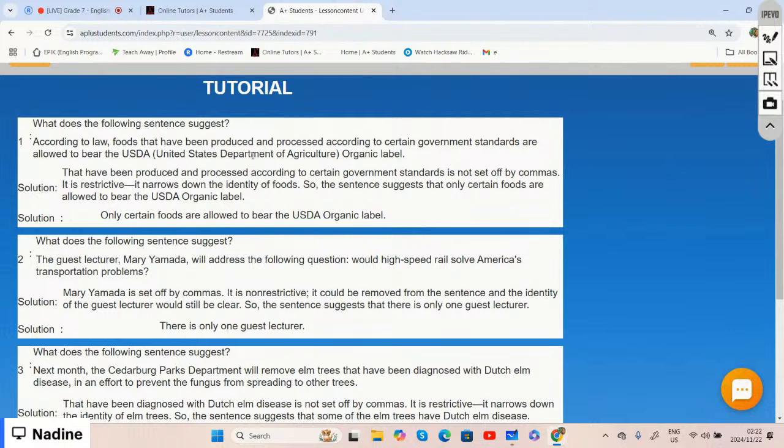And when we say that they're putting emphasis on who the guest lecturer is, it gives us a clear idea that there's only one guest lecturer. Because if they hadn't said Mary Yamada, then we would have gotten the idea that there could have been more than one guest lecturer. But here they're specifically talking about Mary Yamada, who is the only guest lecturer that we know of. Mary Yamada is set off by commas, and setting off by commas indicates that she is the only guest lecturer, and that is non restrictive.